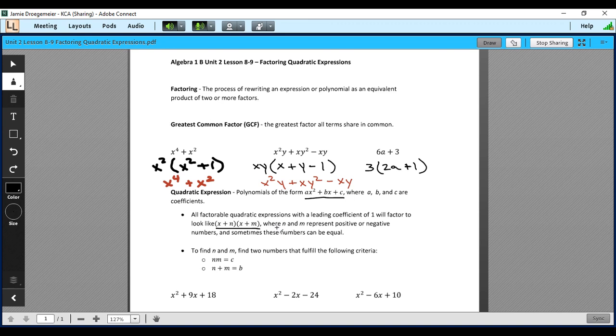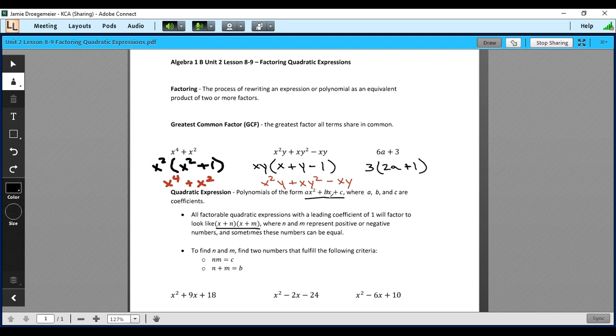All right, and then the second note says that when we have this case where we have a quadratic expression with a leading coefficient of 1, then we can find those two numbers n and m in our factored form by finding two numbers that will fulfill this criteria. So n times m has to equal c. C is that constant number in the quadratic expression. n plus m has to equal b.